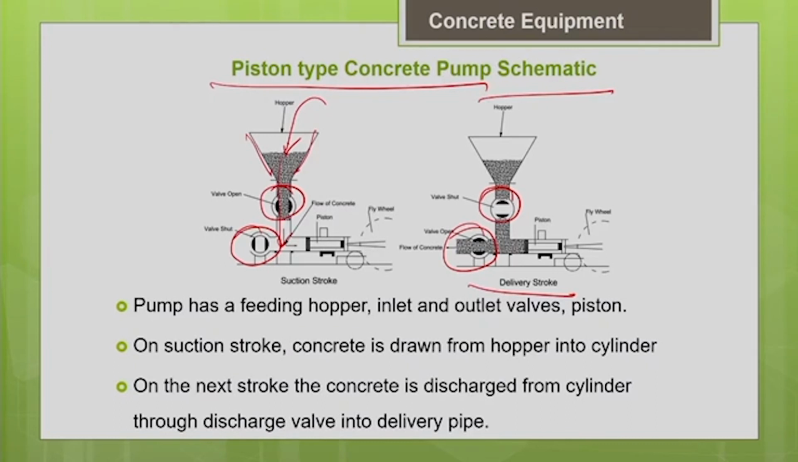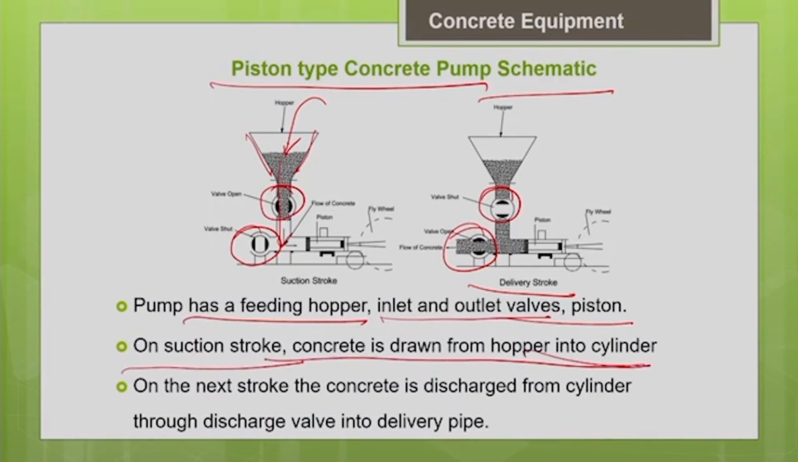So basically, the concrete pump has a feeding hopper, inlet and outlet valves and the piston. On the suction stroke, the concrete is drawn from the hopper into the cylinder. On the next stroke, that is the delivery stroke, the concrete is discharged from the cylinder through the discharge valve into the delivery pipe. So alternately, a suction stroke and a delivery stroke will happen.